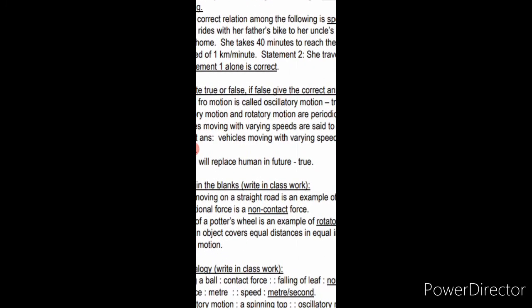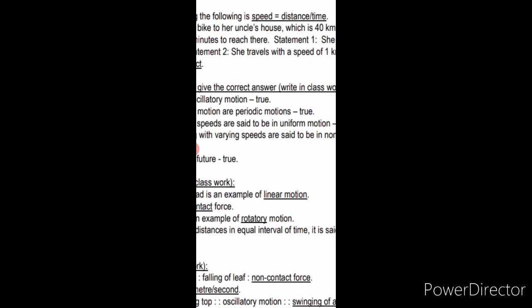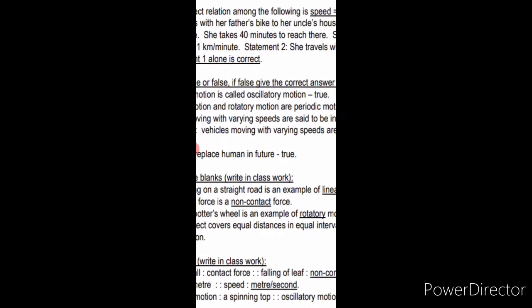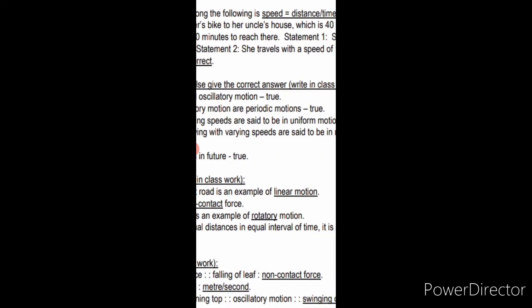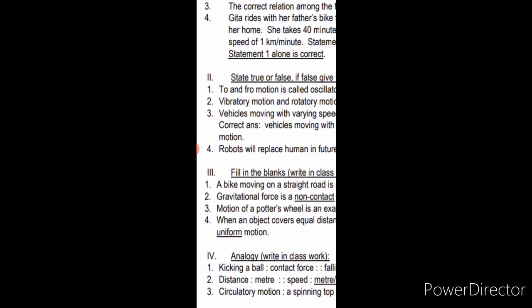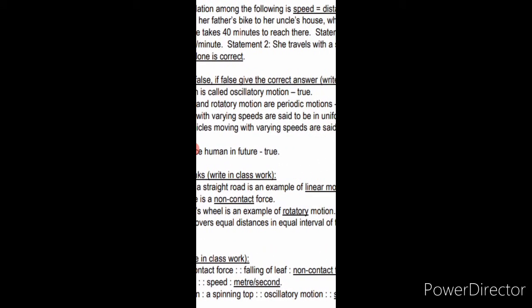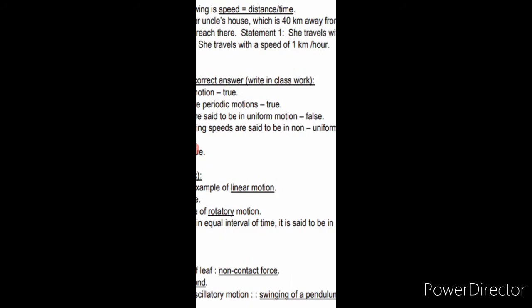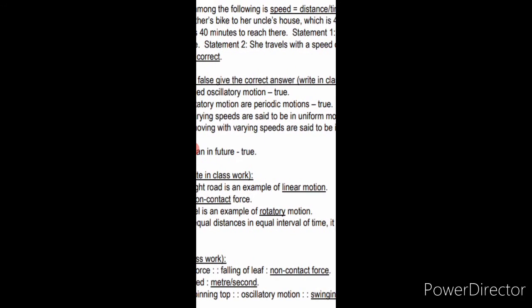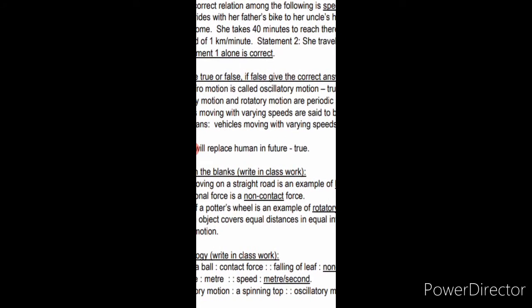Vibratory motion and rotatory motion are periodic motions. Even this statement is true. Vehicles moving with varying speeds are said to be in uniform motion. It is false. The true statement will be, vehicles moving with varying speeds are said to be in non-uniform motion.